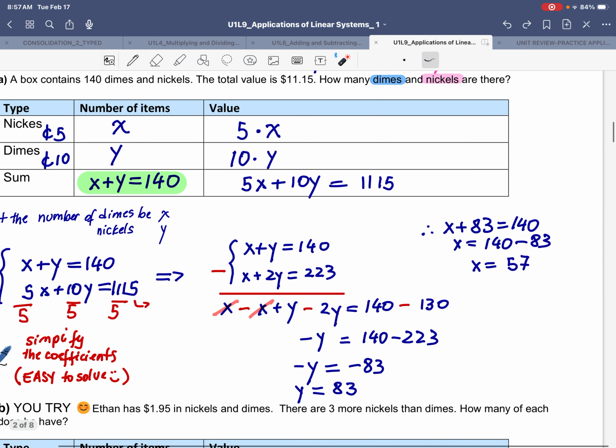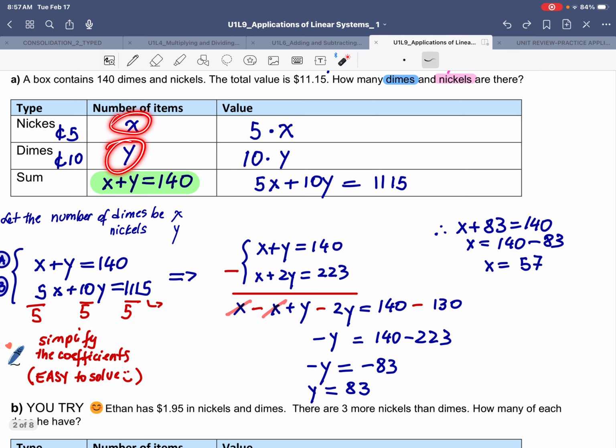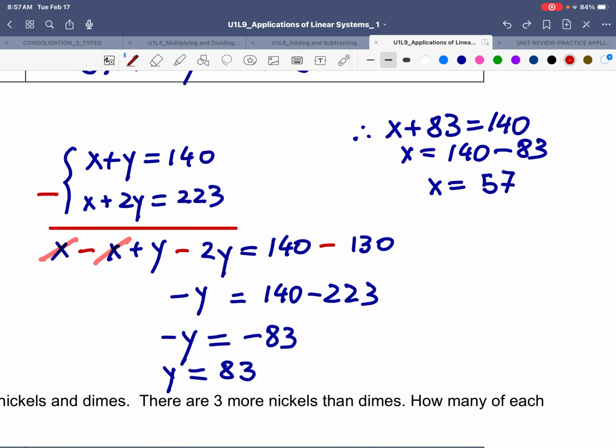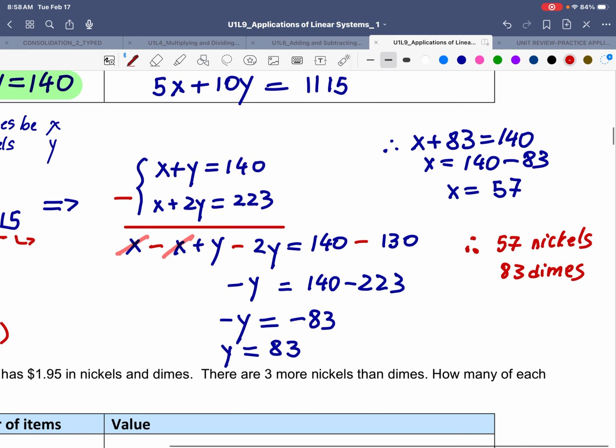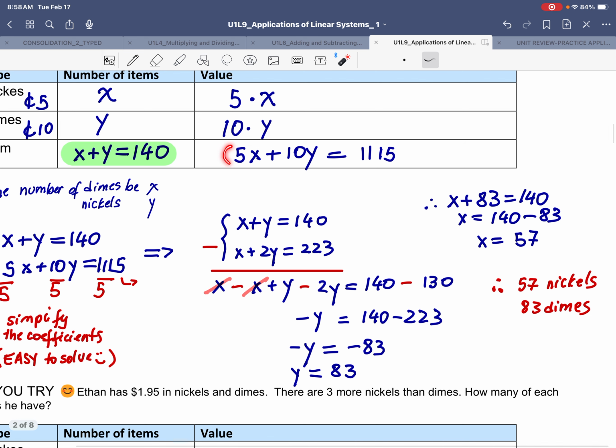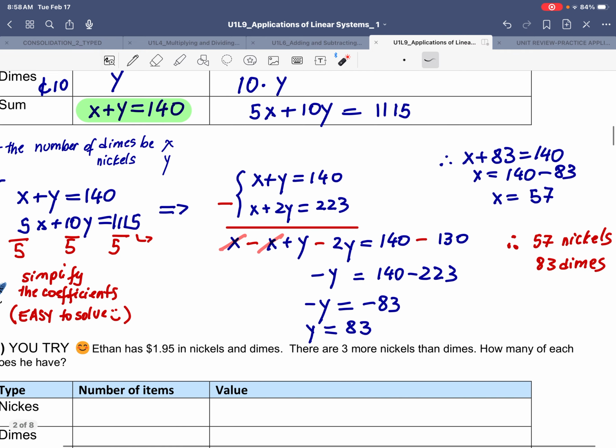So remember that x was the number of nickels, y was the number of dimes. Therefore, there were 57 nickels and 83 dimes. All right, and if you want to check your answer, always go for this equation right here and see if that would add up. Obviously, 57 and 83 is 140, but substitute 83 and 57, and then you will see that that satisfies the equation. And that's how we check whether our answer is correct or not.